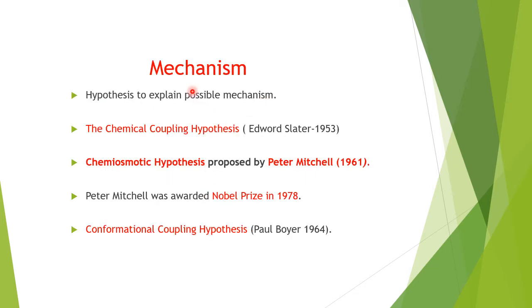The mechanism of oxidative phosphorylation has been explained by several hypotheses. One hypothesis is the chemical coupling hypothesis, which was given by Edwards Slater in 1953. Second is the chemiosmotic hypothesis proposed by Peter Mitchell in 1961. For this excellent work, Peter Mitchell was awarded the Nobel Prize in 1978. And of course, there is one more, called the conformational coupling hypothesis, given by Paul Boyer in 1964. They also shared a Nobel Prize for the same discovery. So let us discuss a few of these hypotheses.